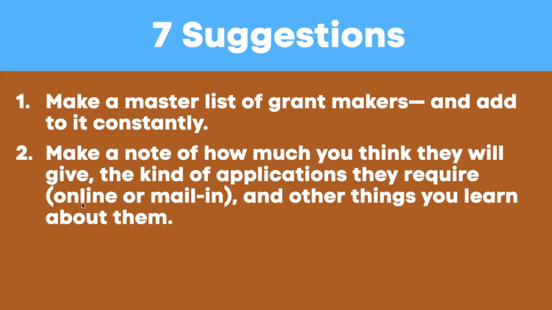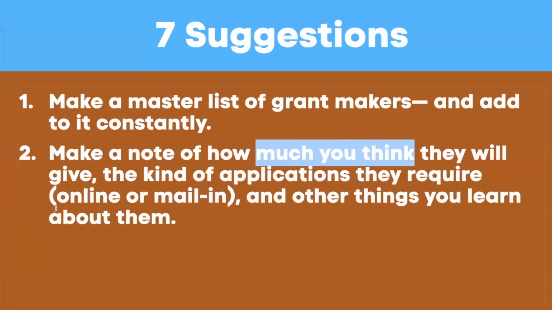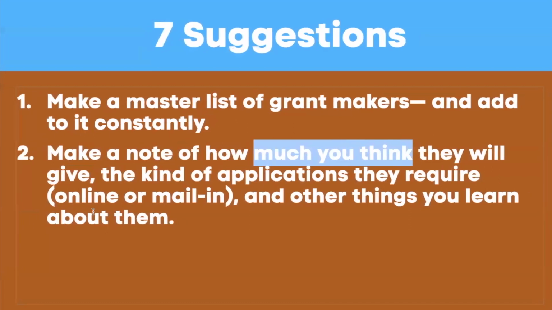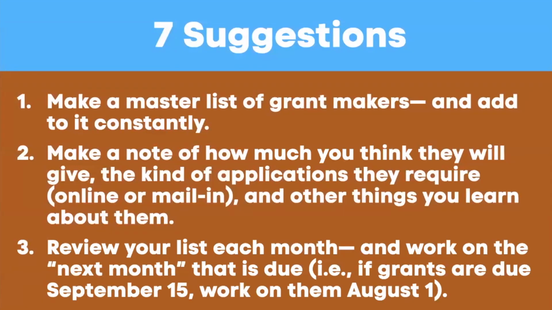Suggestion number 2 is make a note of how much you think they will give. Now notice that, how much you think. So sometimes that's going to adjust as you get better information. In fact, all of this is going to adjust other than their name as you get better information. You want to make a note of how much you think they give, the kind of grants and kind of things they will fund, the kind of application they require, whether it's online or whether it's mail in, and you want to make a note of any other thing that you learn about them. Number 3, and I'm going to show you what all this looks like in a moment.